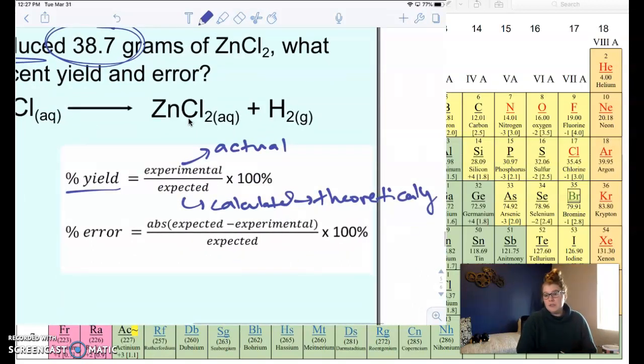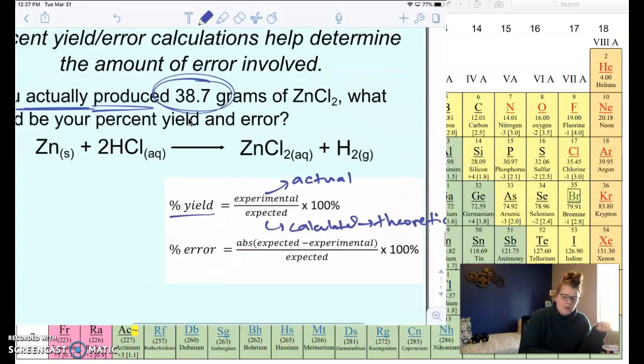Percent error is a very similar calculation. It lets you know how far you deviate off of 100. So if you have like a 2% error, you were 2% off the margin. If you had like 50% error, you were 50% off of what you should have gotten.